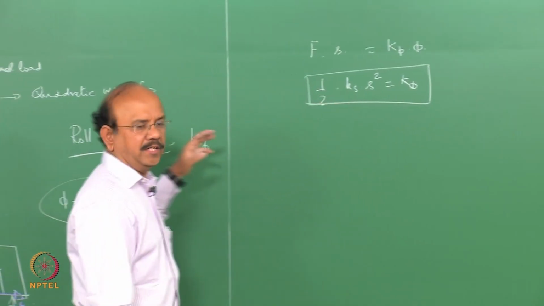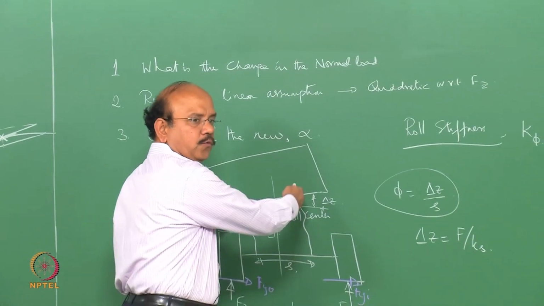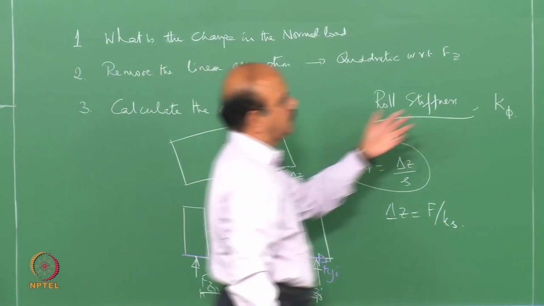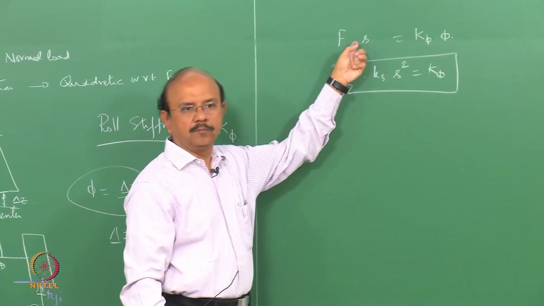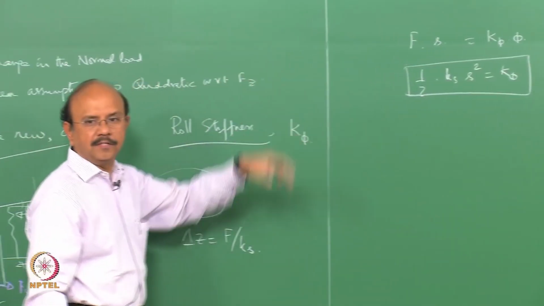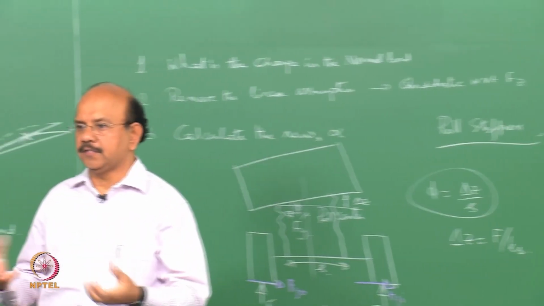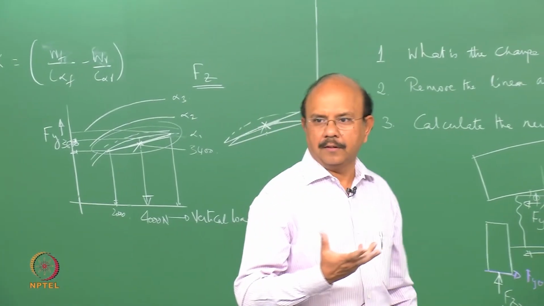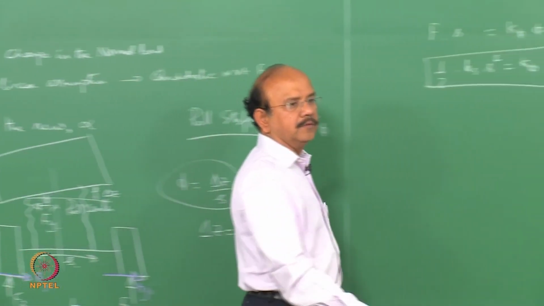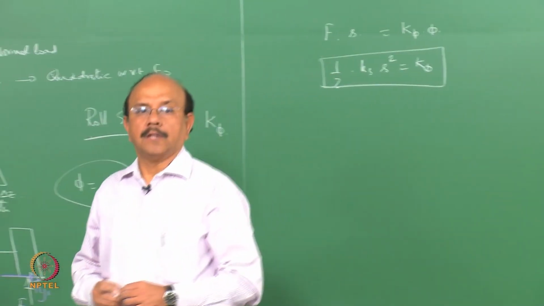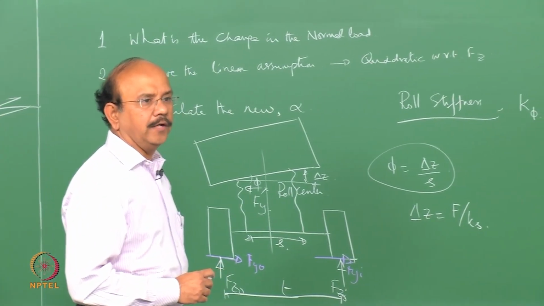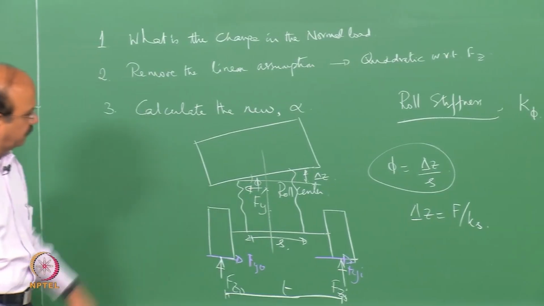What I essentially did was to find out what are the two forces that cause a moment, and that moment is what is given on the left hand side. Force into moment distance, and the right hand side is the one which equilibrates it through K phi into phi, where K phi is the roll stiffness, with force per degree or radians multiplied by the degree. Now, as I told you, the first step is to find out what is the change in the normal load. In order to do that, let me use this diagram.